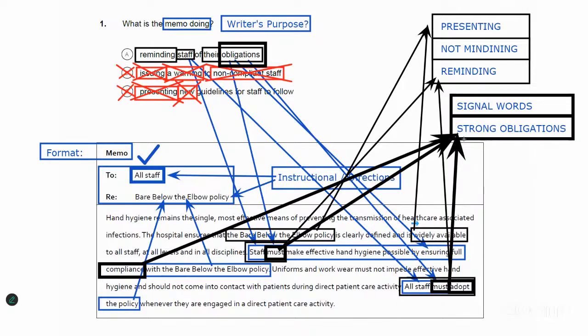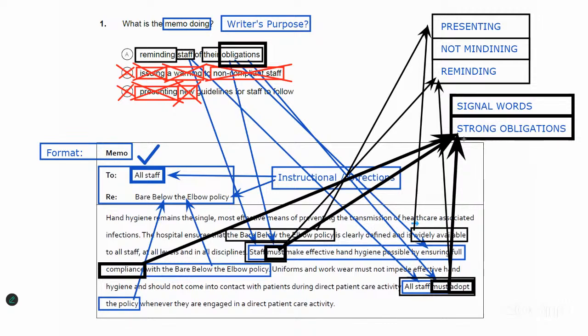Staff must make effective hand hygiene possible by ensuring full compliance with the bare below the elbow policy. All staff must adopt the policy. It's reminding them what they must do.